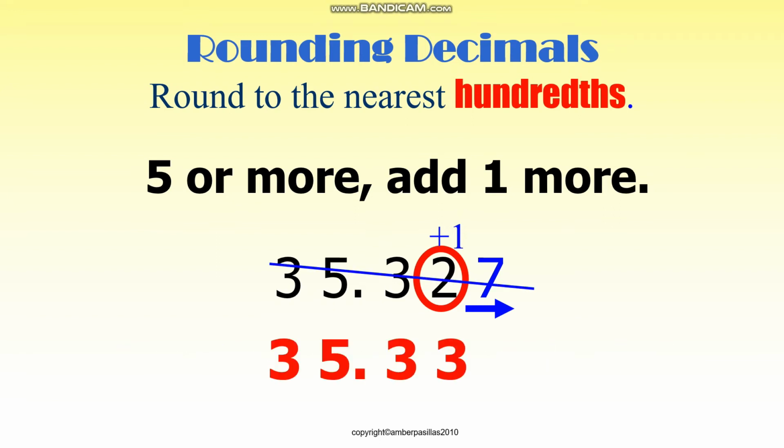So the answer is 35.33. Or you can just put 0 here, no problem, because 0 has no value. Because the rule is, after you round the given number, all digits to its right become 0 and all the digits to its left you just copy.